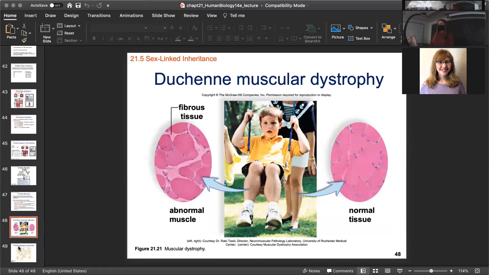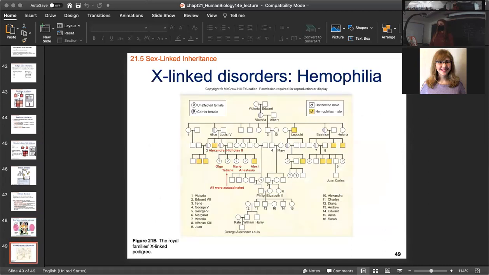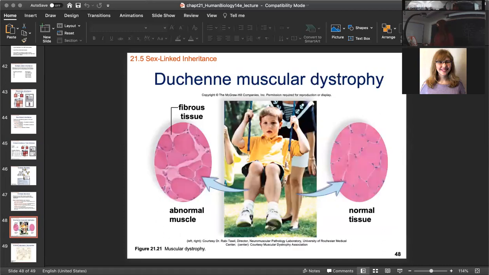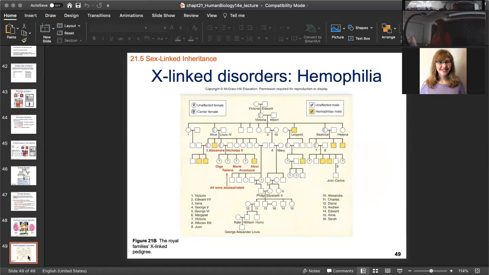Let's see here, just a couple of slides about muscular dystrophy and just showing how there's abnormal tissue. It's more common in males, this type of muscular dystrophy anyways. And then the last one being hemophilia. This is a really big pedigree, but it's of the royal families, okay? And if you wanted to take a look here, this is kind of interesting.